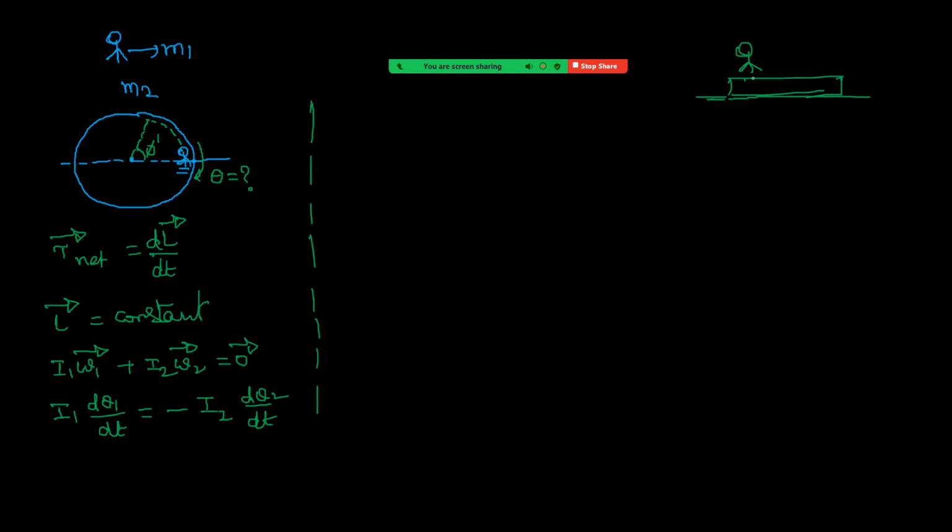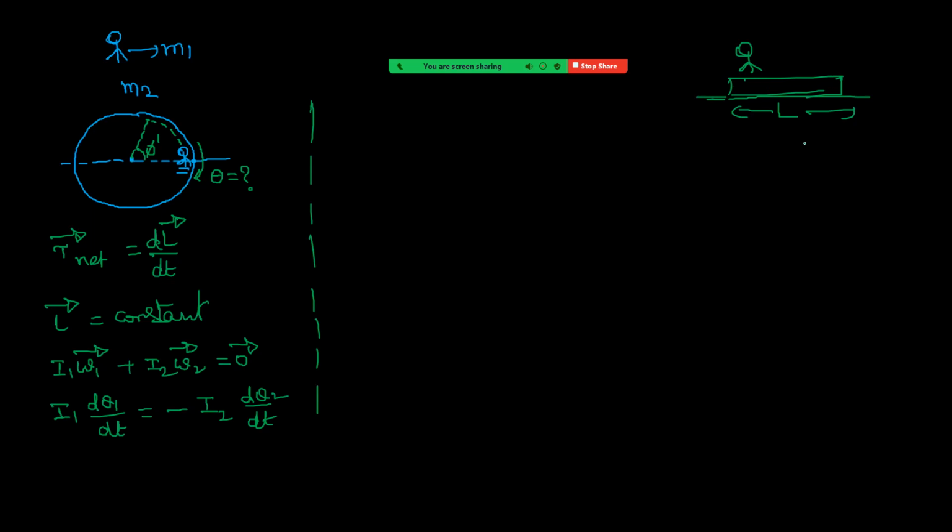Initially, the person was at rest. The plank was also at rest, kept on a smooth surface. Now, the person starts walking. Let us say the plank length is L. Initially he was at one end. Now he reaches the other end and comes to rest. Now find out the distance moved by the plank.